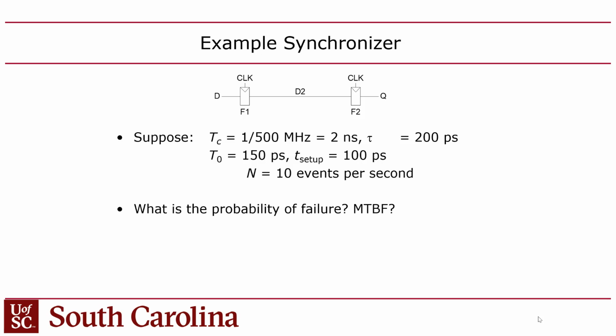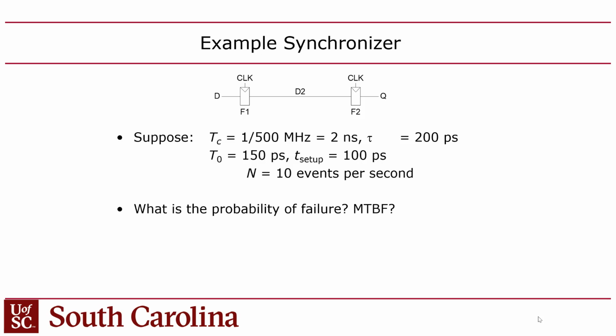Then t sub 0, that's also seconds. Why? Well, it's aperture time, seconds, right? So t sub 0 is 150 picoseconds. T setup time, also seconds. Yeah, we have to have t setup because that's part of the time limit. And then n is 10 events per second, right?